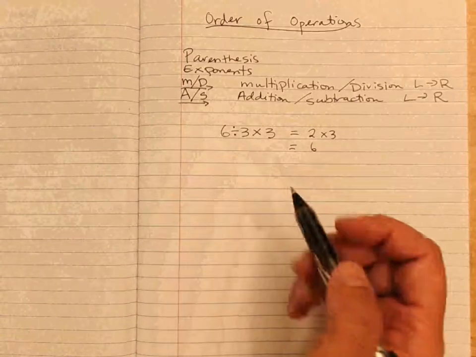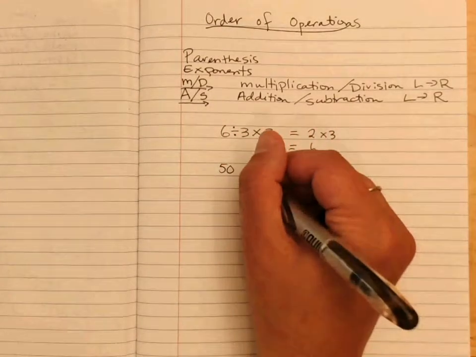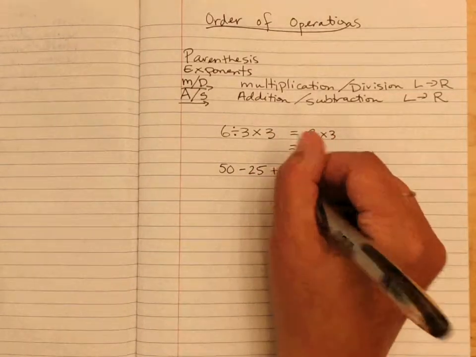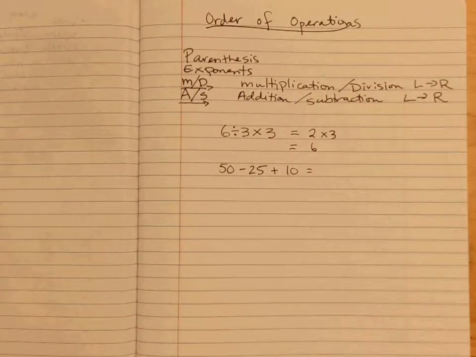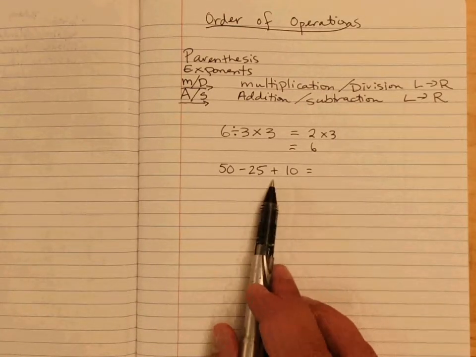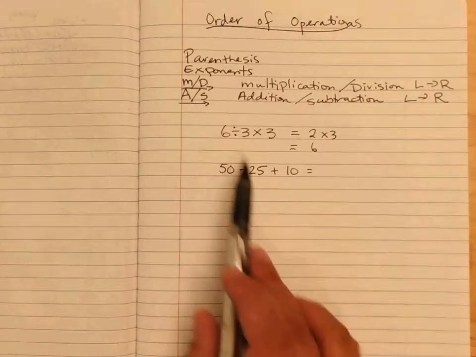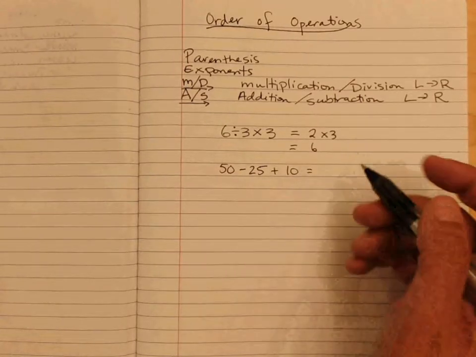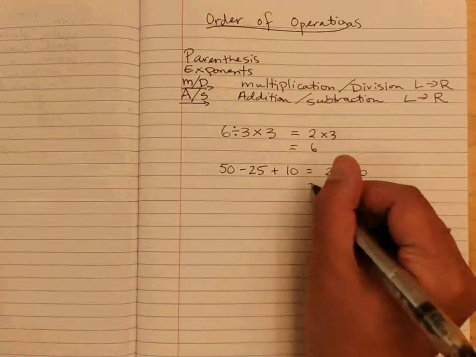Okay, if we didn't follow the order of operations, we might get different answers, and that's why it's important that we know these rules. Okay, let's say I have $50 in my bank account. I spend 25, and then I deposit 10 back in. You wouldn't add 35 and then subtract it from 50. With addition and subtraction, we're always going to go from left to right. So 50 minus 25 is 25, plus 10 is 35.